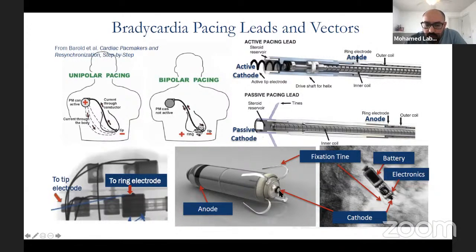Leadless pacemaker, we touched on that briefly. Basically, you have fixation tines that hook into the trabeculations. For pacing, the cathode is the tip of the leadless pacemaker and the anode is at the back. As for how the lead is hooked back to the can, there are two rings that get connected to the lead. One of them connects to the electrode coming from the ring, and the tip electrode goes to the back part of the pacemaker.